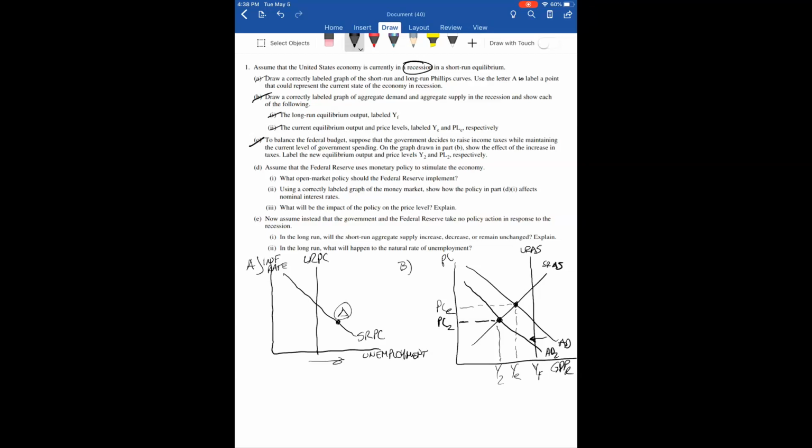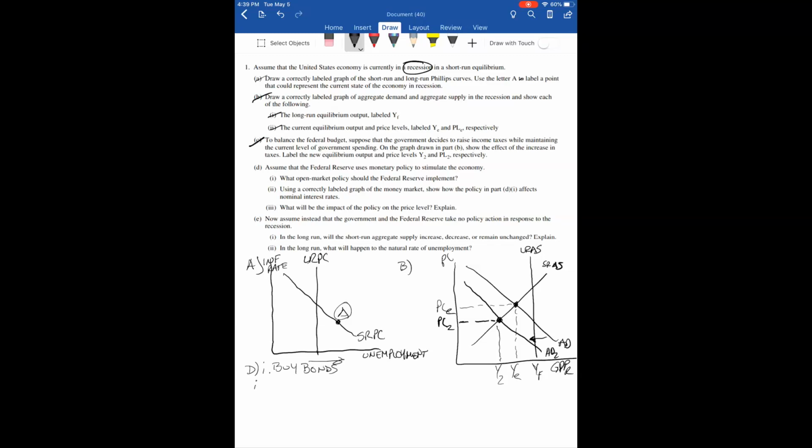Now letter D. It says assume that the Federal Reserve uses monetary policy to stimulate the economy. So what open market operation would they implement? For letter D here, number 1, they would buy bonds.